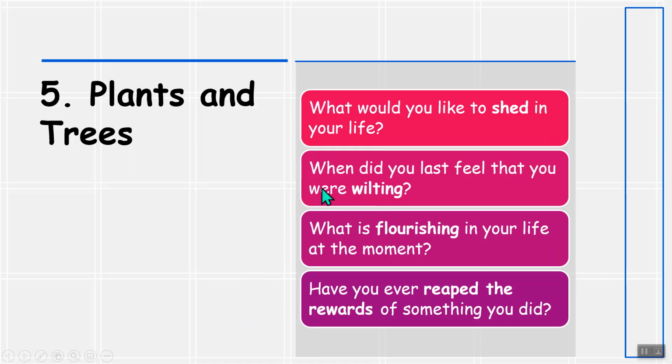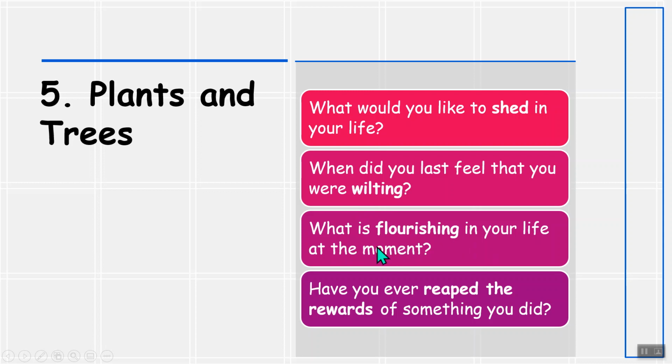Okay, so questions like these we use not just about plants and trees, but about general life. You can say, what would you like to shed in your life? So what would you like to lose? So shed maybe stress. Okay, if you have too much clutter, shed some clutter. When did you last feel that you were wilting? So wilting, when you were feeling like you were dying, not literally, but you're feeling poorly. Could be, when we were isolated, we couldn't go out, so we were wilting.